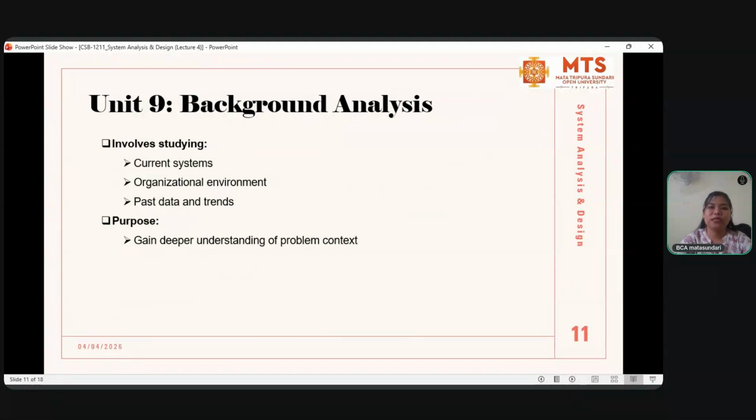Okay. Now, what is background analysis? Background analysis involves studying the current system, meaning what is going on in our surrounding environment, the organizational environment as well, and past data and trends: what has been done and what has to be done. That we have to study in background analysis. The purpose is to gain a deeper understanding of the problem context, to build a new system or improve the system.